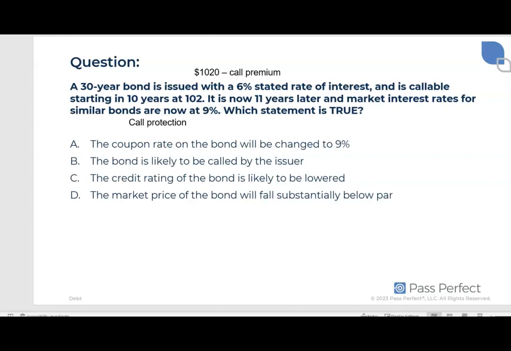Will the price of the bond fall substantially below par? Absolutely, right? Because this 6% bond pays $60 a year. New bonds pay 9%. And it's 11 years into a 30-year bond, so it's locked in paying a lower interest rate for another 19 years. That's a really big deal. So they really have to discount the price of this bond to convince someone to buy it from them.